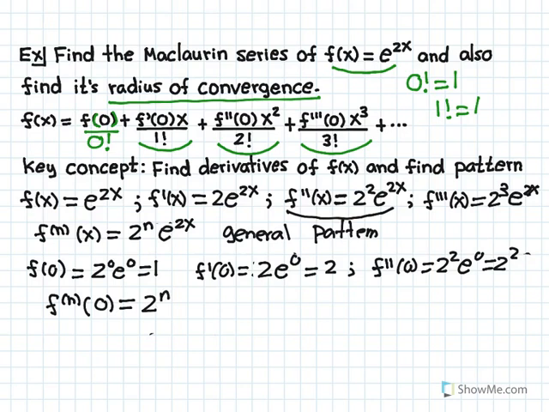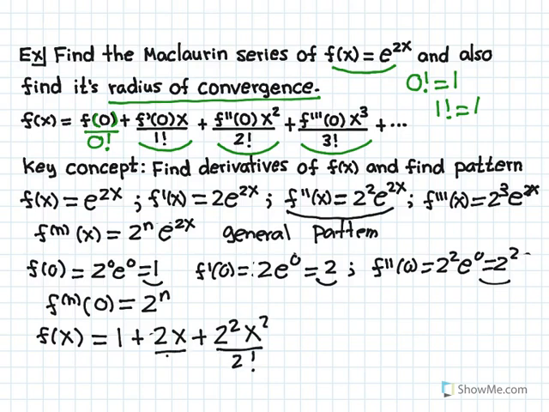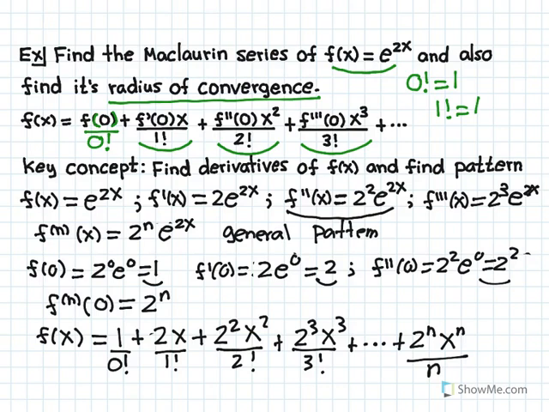So the Maclaurin series formula is f of x equals f of 0, which is 1, plus f prime of 0, which is 2, times x, plus f double prime of 0, which is 2 squared, times x squared, divided by 2 factorial. And we can also divide by 1 factorial and by 0 factorial, so we're consistent with the formula for the Maclaurin series, plus the next one would be 2 cubed, x cubed, divided by 3 factorial, and the general term will be 2 to the power of n, x to the power of n, divided by n factorial, and so on.